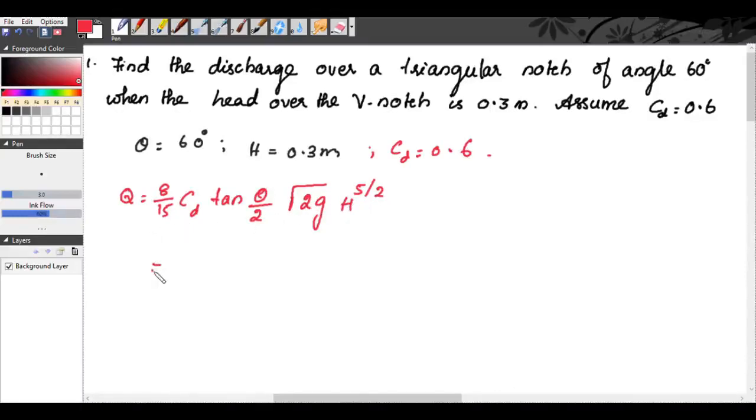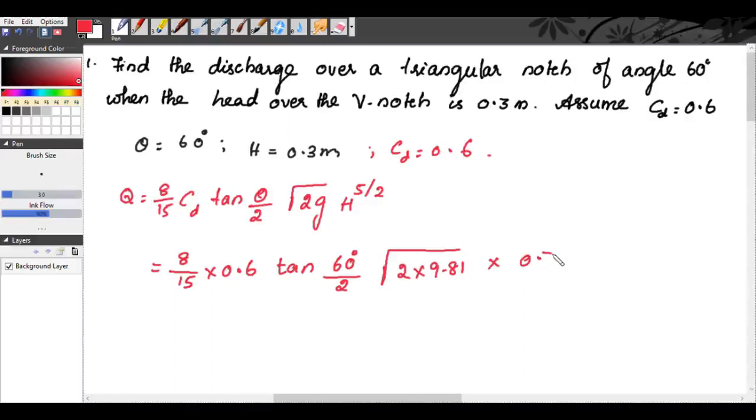So Q will be equal to 8 by 15, CD is given as 0.6, tan 60 by 2 into square root of 2 into 9.81 into H, which is 0.3, raised to 5 by 2. We get discharge Q is equal to 0.040 meter cube per second.